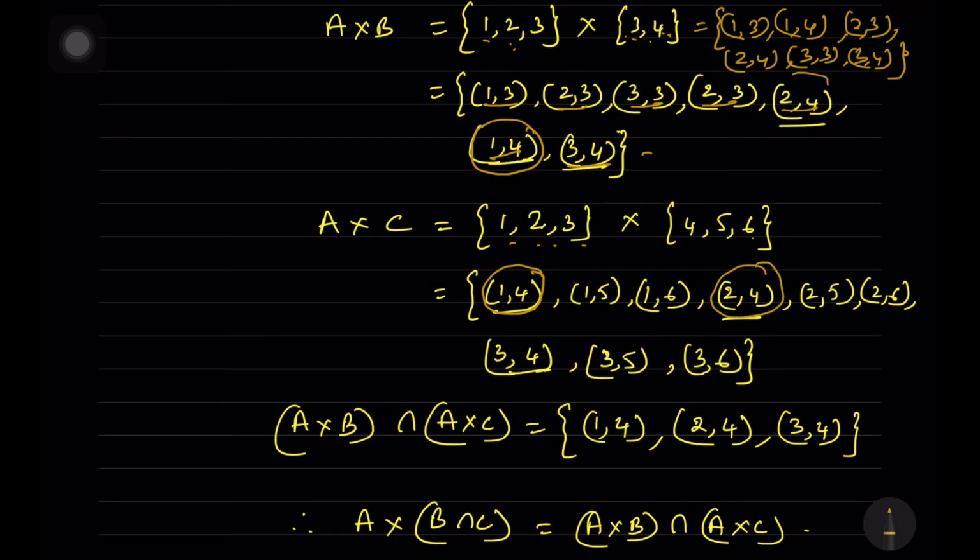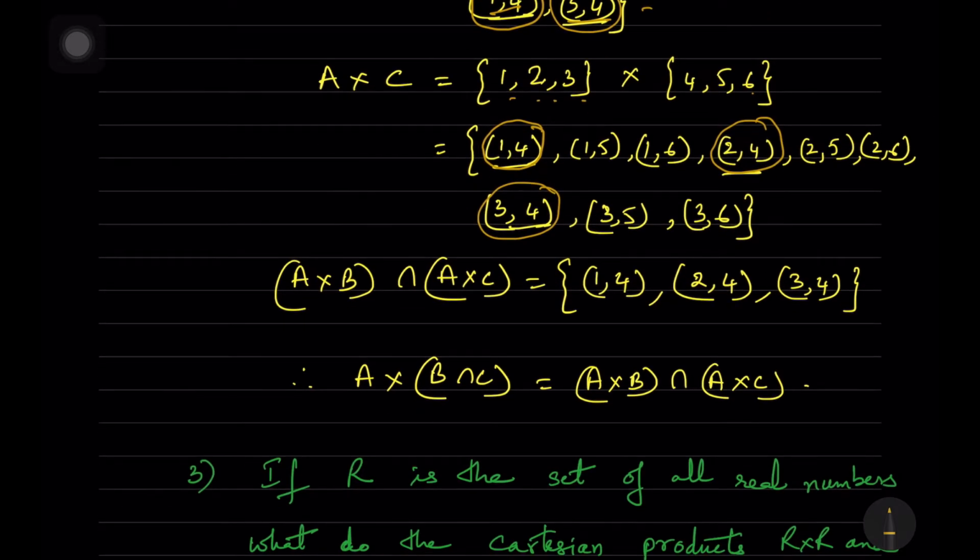Next we are having (2, 4) over here. Here also you are having (2, 4). Then you are having (3, 4). Here you are having (3, 4). Here also you are having (3, 4). Intersection means which is common in both the sets. So therefore A cross B intersection A cross C is equal to (1, 4), (2, 4), (3, 4) ordered pairs.